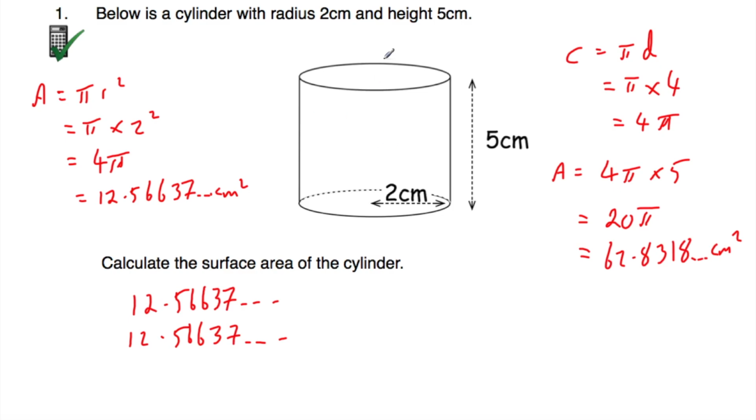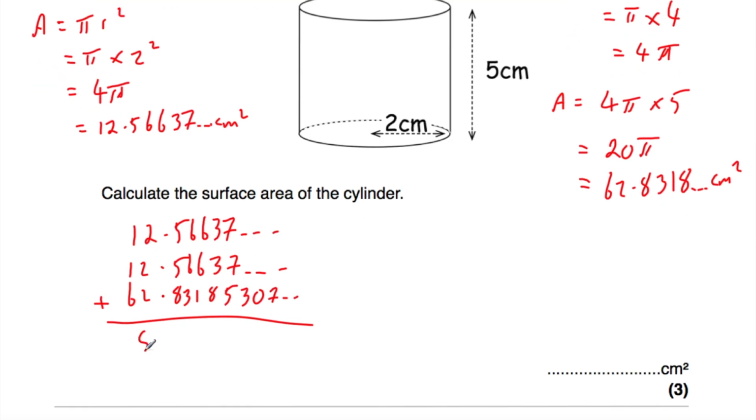So we've now found the area of the top of the cylinder, which is 12.56637 and so on centimeters squared. We've got the area of the base of the cylinder, which is 12.56637 and so on centimeters squared. And the area of the curved face of the cylinder, which is 62.8318 and so on centimeters squared. And then if we add them all together, 62.83185307 and so on, if we add them all up, that'll give us the total surface area of the cylinder.